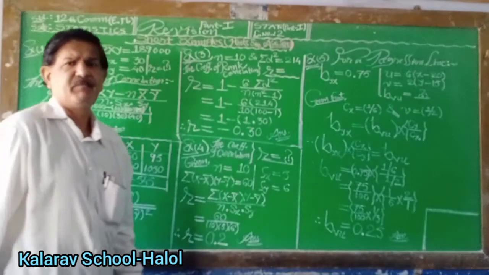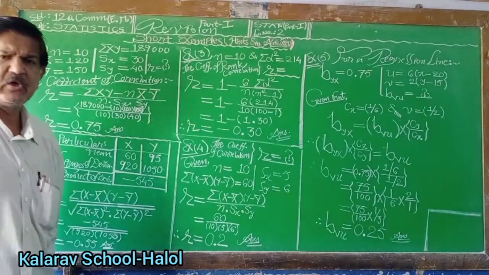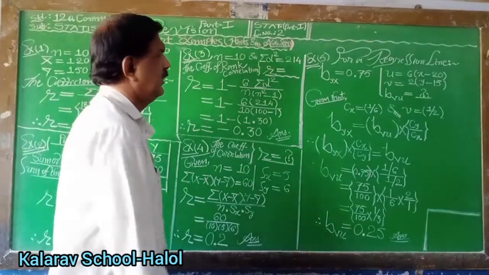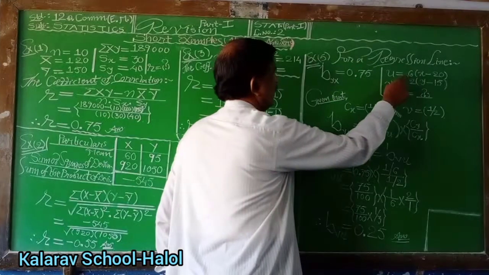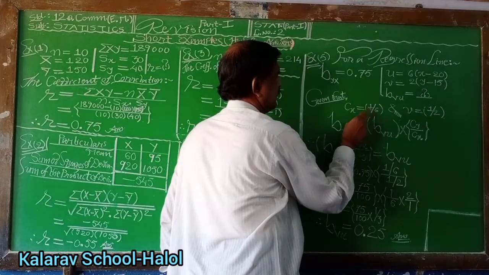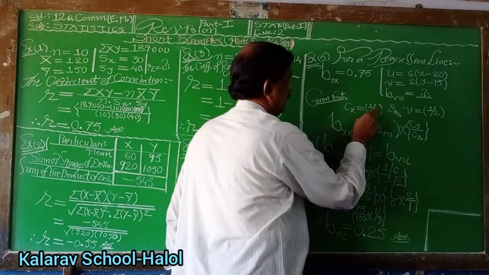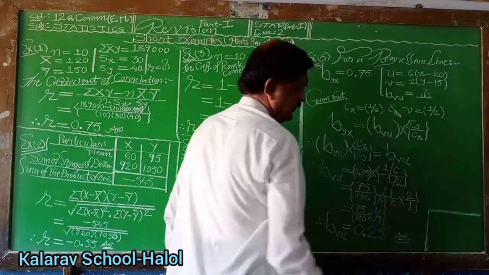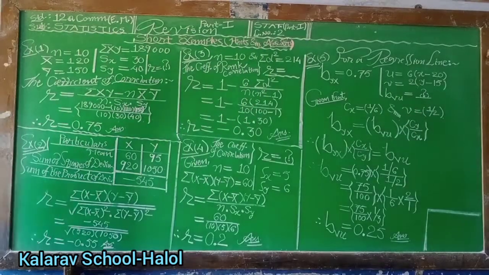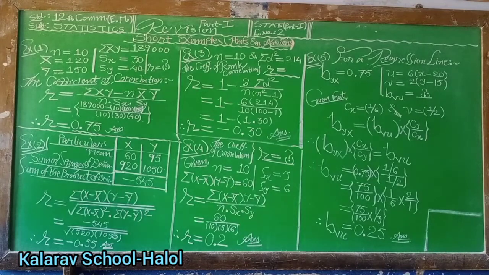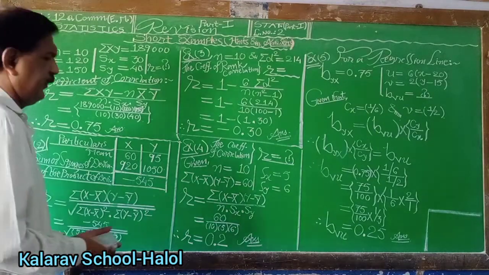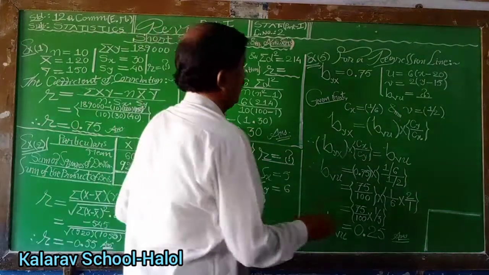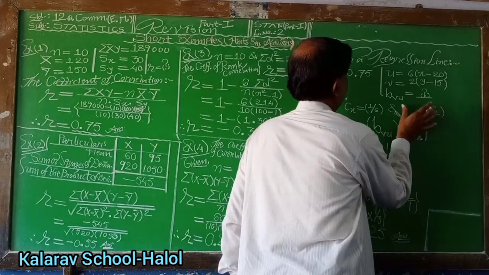Conversion. Here Cx and Cy are the common factors of the series x and y. U is multiplied by 6, meaning divided by 1 upon 6, so Cx is equal to 1 by 6. Similarly, Cy is equal to 1 upon 2. Cx and Cy, not V but Cy, this is the value of Cy.